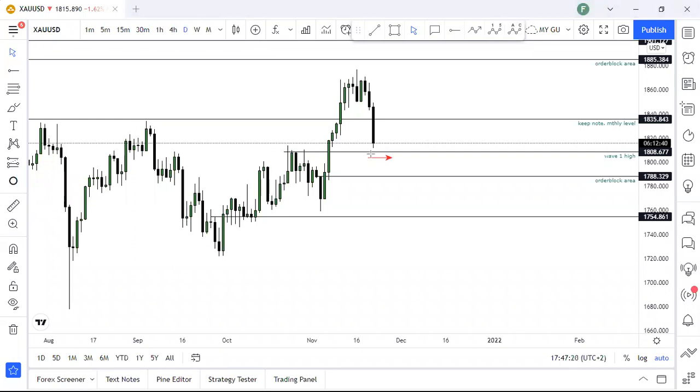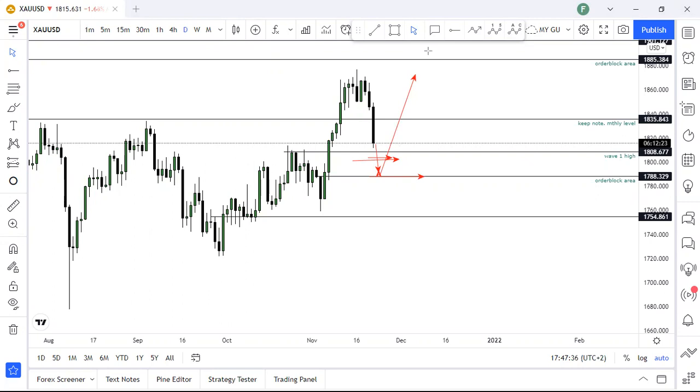But if it never closes below, and let's say maybe it wicks into 1, we could accept that because it could be trying to get into this order block for it to go higher. And since this is the higher time frame, we need to see what it does in this area for it to go higher.